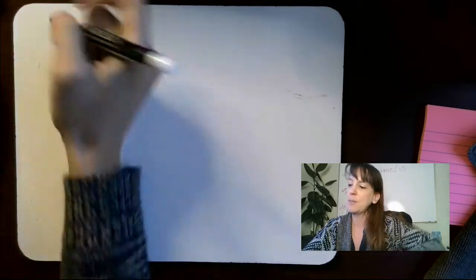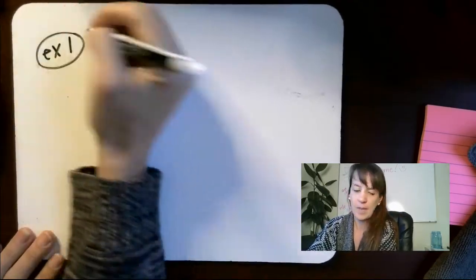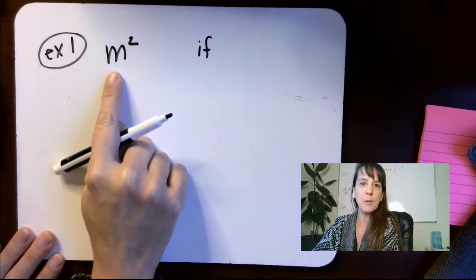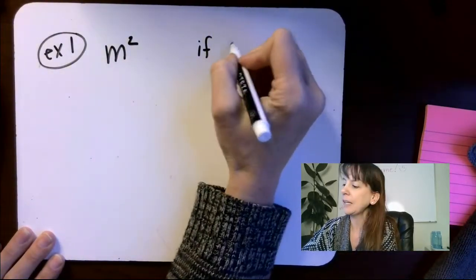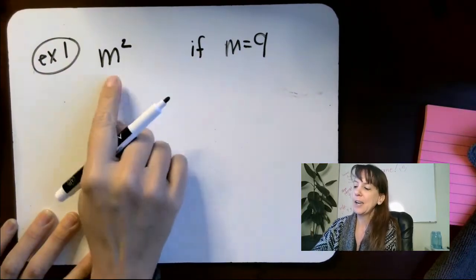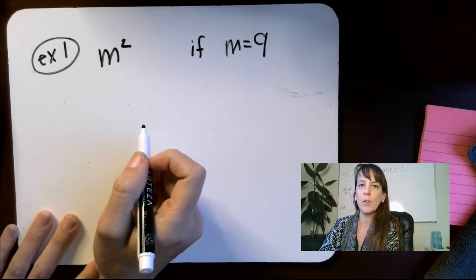We're going to start with some of these examples. Remember, anything I write down, you better write it down, okay? All right, example number 1. This looks like this. We have m squared, so we're going to evaluate m squared if m equals 9. Let's just do a quick refresh on this.